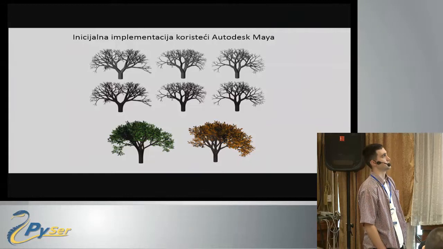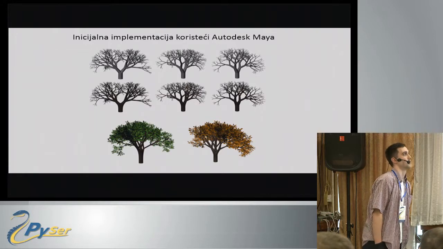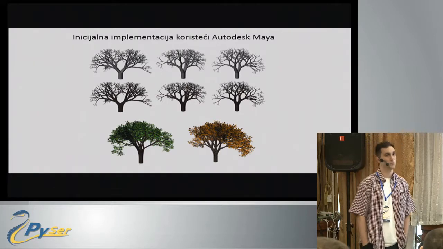And the first application was using Autodesk Maya. The functionality is used in Maya, but all the calculation is done with Python, by using cylinders. I mean, every branch is a cylinder, so it was extremely simple. But this is a bad result. At some point we have to make all the branches smooth.